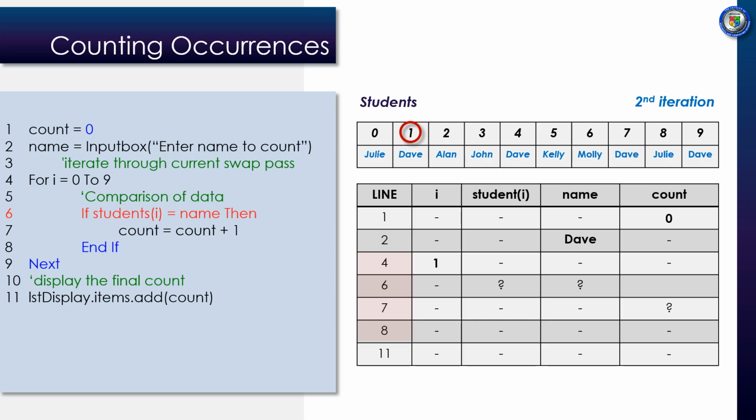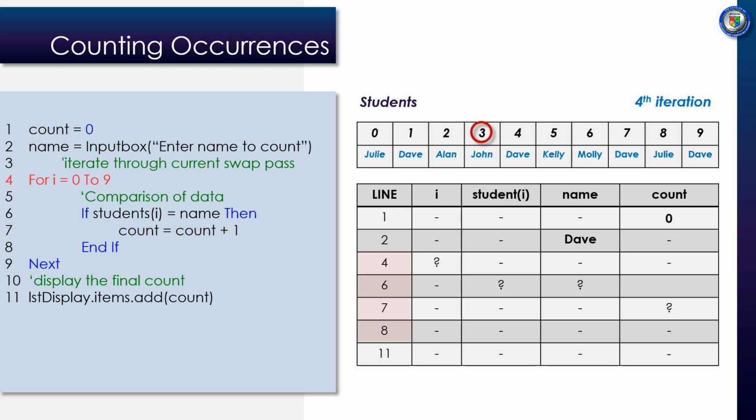Again, student I or student 1 this time is Dave, our search term is Dave, so therefore at line 7 we will increment our counter by 1. Again, we're back round the loop for our third iteration. Student I in this case is Alan, compare that to Dave. Again at line 7 we do not increment our counter.